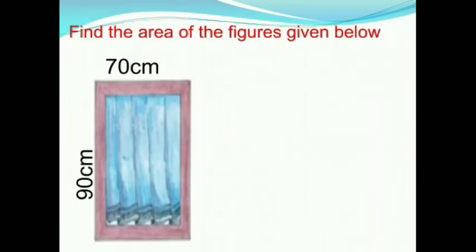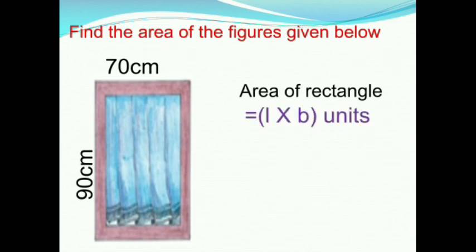Children, now we should find the area of this figure. How does it look? Yes, it looks like a rectangle. What formula should we use to find the area of rectangle? Yes, it is L into B units. L means length. What is the length of this figure? Yes, length is equal to 70 centimeters. B means breadth. What is the breadth of this figure?